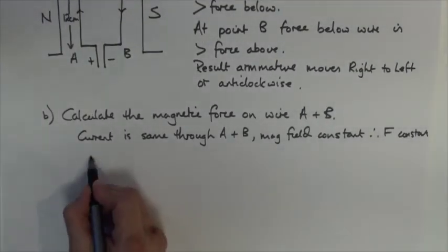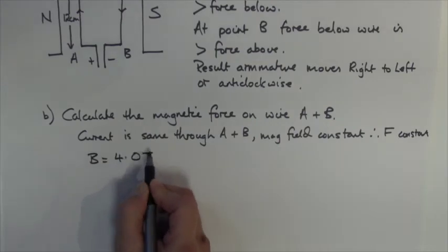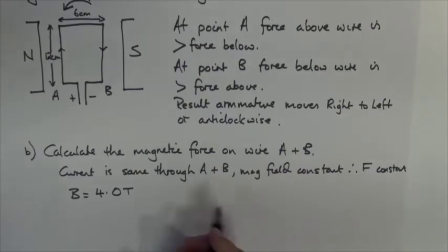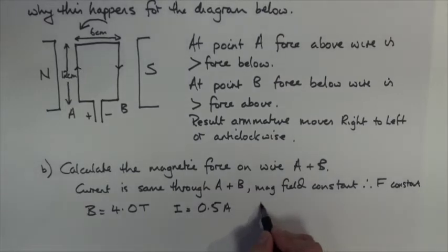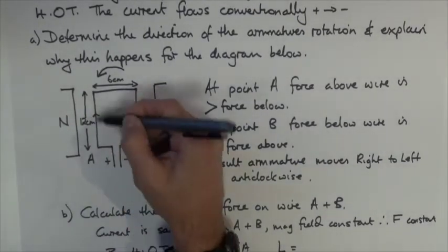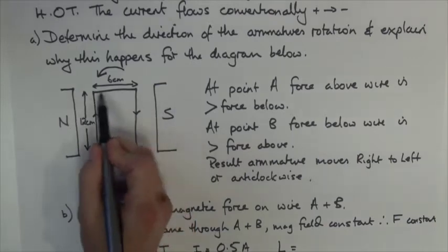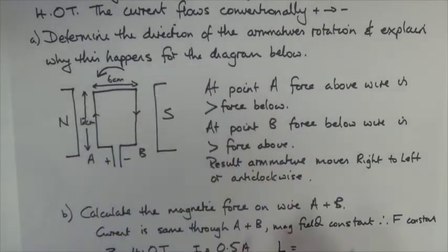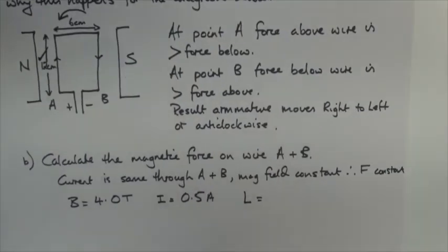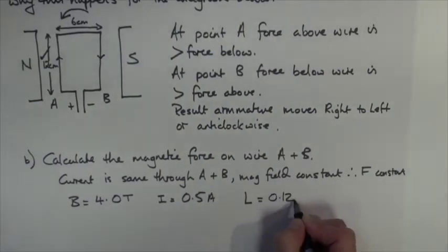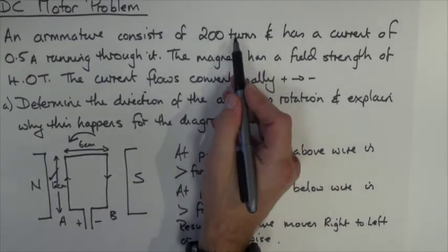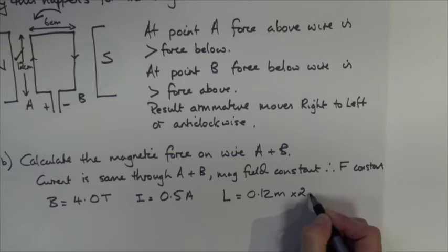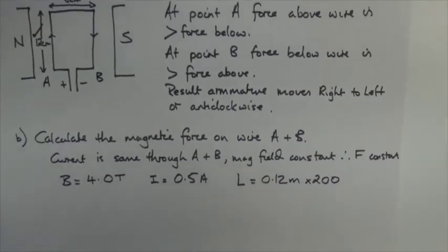Let's write down what we know. The field strength is 4 Tesla, and we've got that from the question. The current is 0.5 amps, again from the question. The length of the wire which is in contact with the north and south is 12 centimeters. The 6 centimeters is running perpendicular, so it doesn't count. So we only use the 12 centimeters, and we have to convert it into meters, so it's 0.12 meters. However, that's not all the length because we've got 200 turns. So that means we've got 200 lots of 0.12 meters acting.